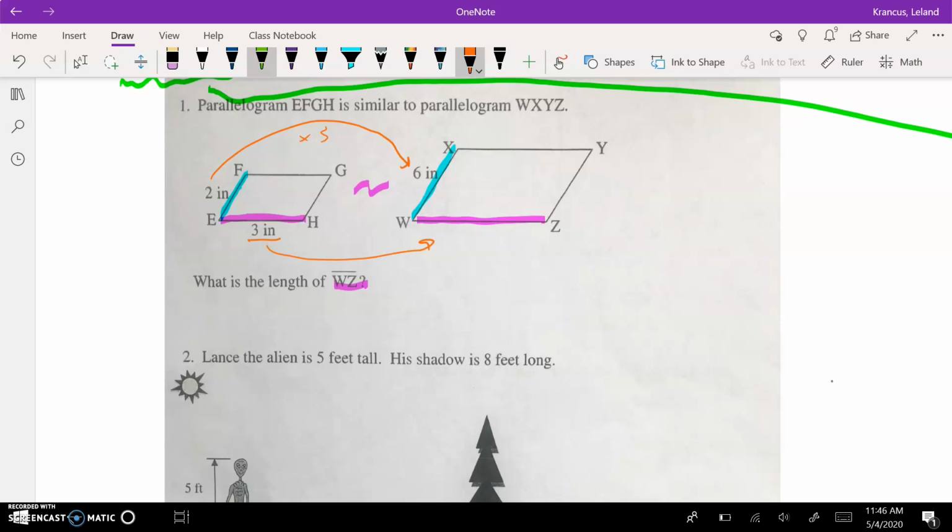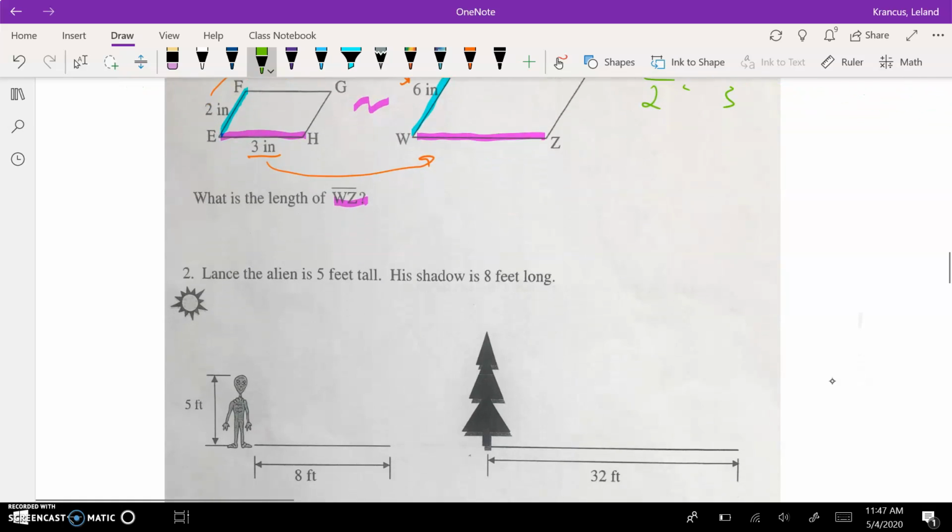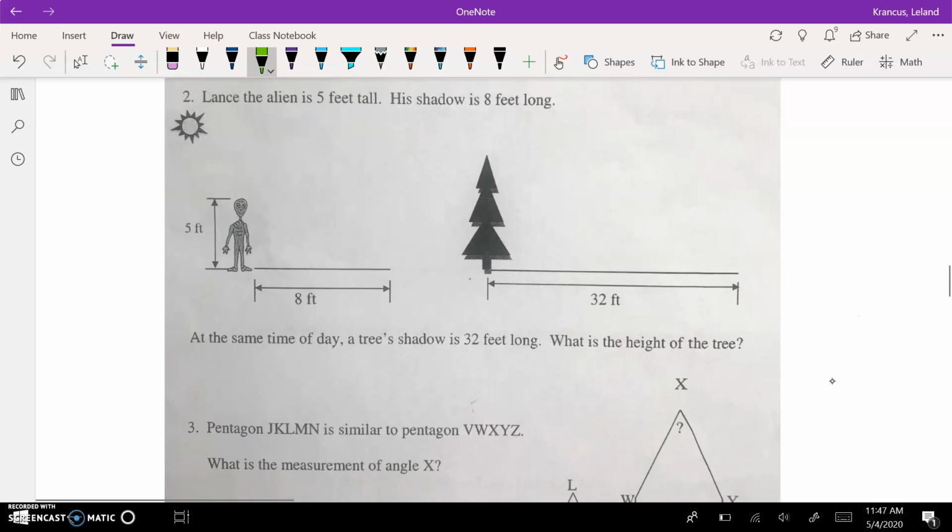And like I said, I encourage you to try using both strategies to solve some of these, just so you're good at using both of them, because some problems are easier to solve using one strategy versus another. So you could also set up a proportion where 6 over 2, that's the ratio of the corresponding short sides, is equal to WZ over 3. And then you could cross multiply and divide, and you should get the same answer. So as you're going down, just make sure you're comparing corresponding parts.